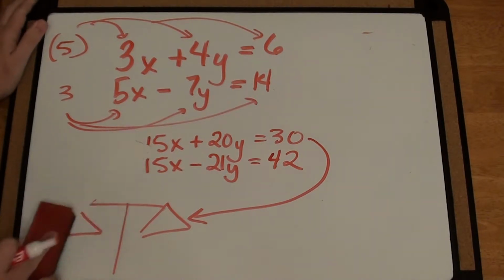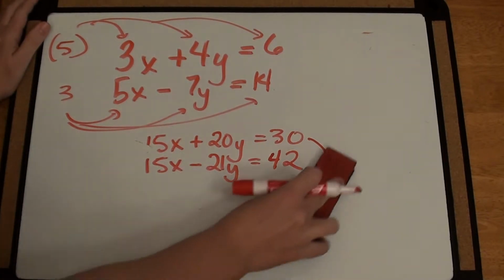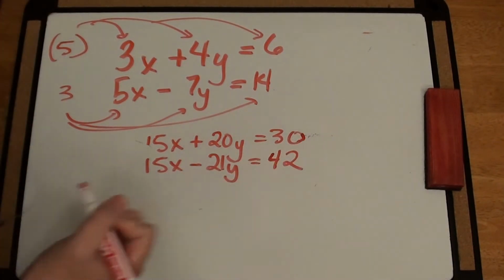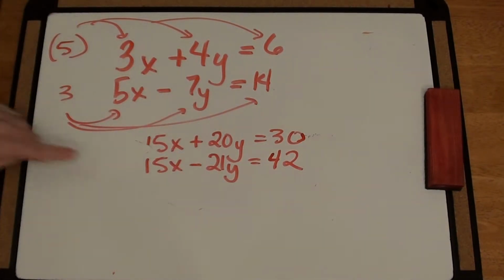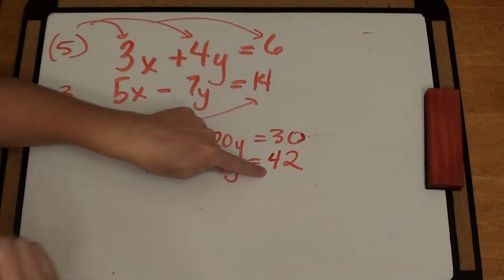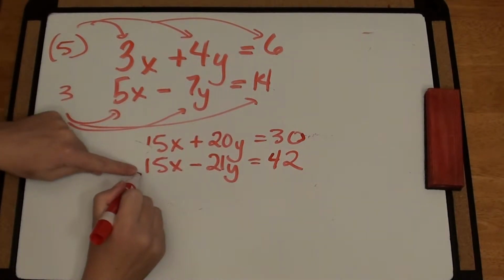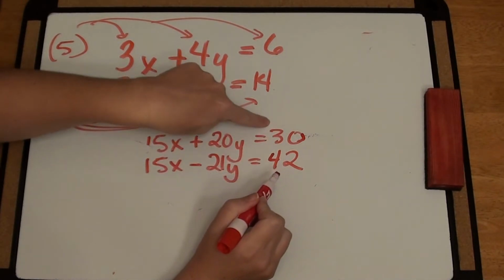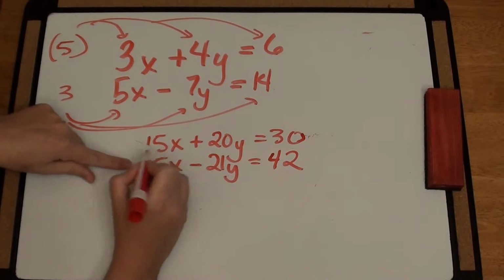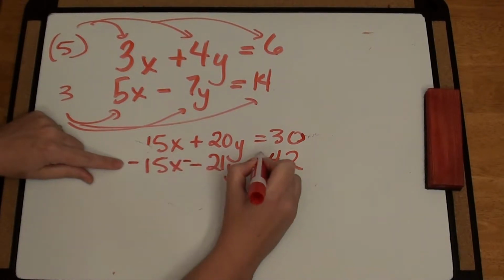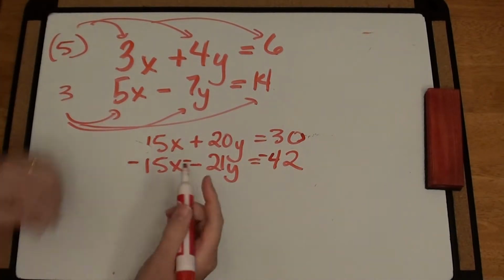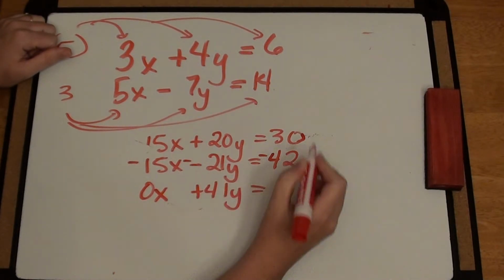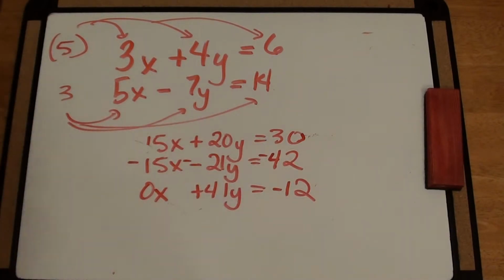So we have 2 equations which represent a balanced scale for both of them. And what we're going to do is subtract this one from this one. So we're going to take away this number from here, this number from here, and this number from here. Basically I'm going to go through and subtract every one of these, take away each piece. So this will give me 0x plus 41y equaling negative 12.